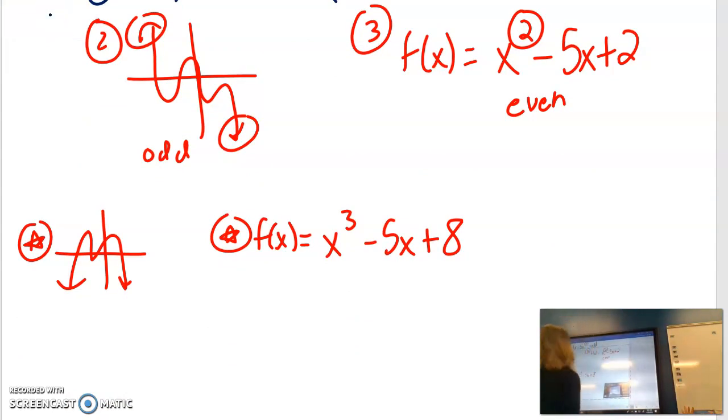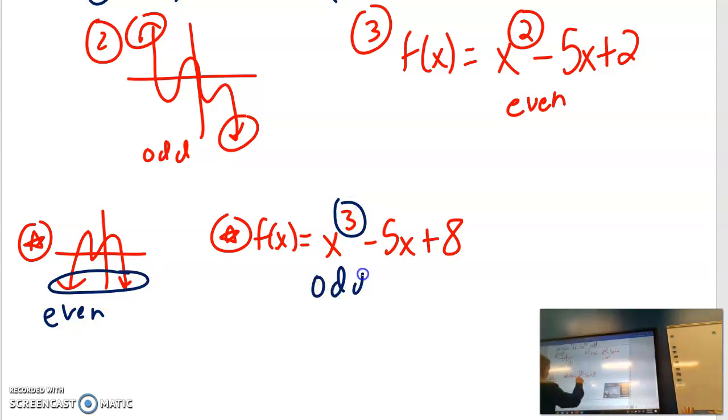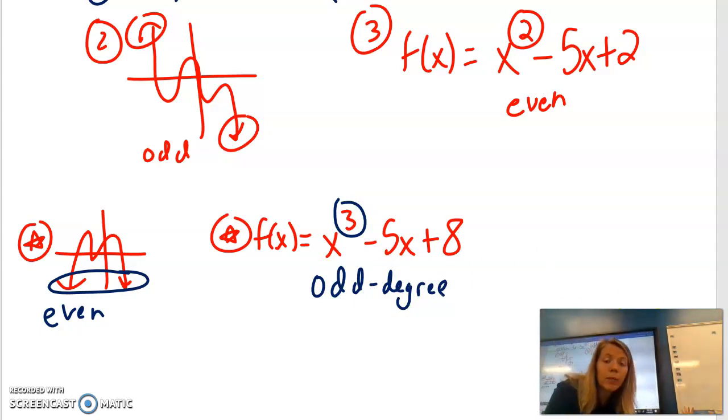All right, let's go over the answer. So this one is an even function because the arrows both go down. And then this one is considered an odd degree function because the highest exponent is 3. So that is the difference between even and odd.